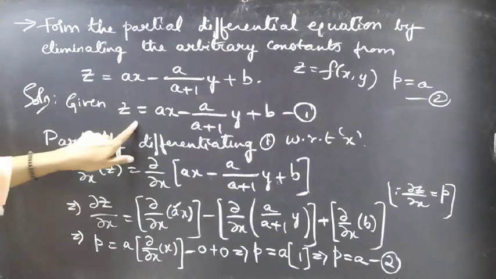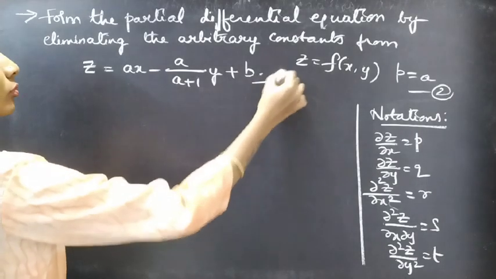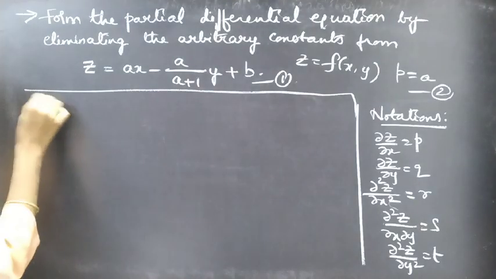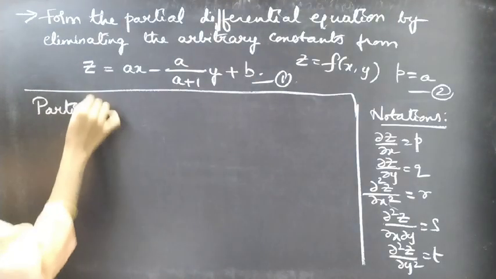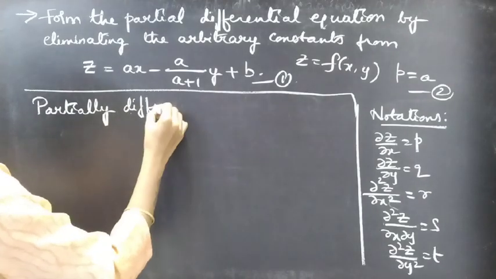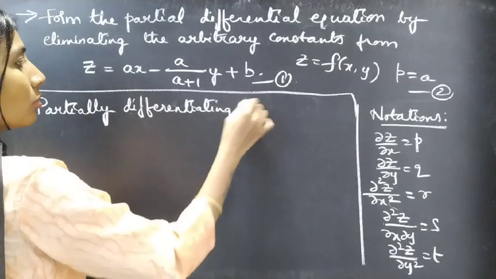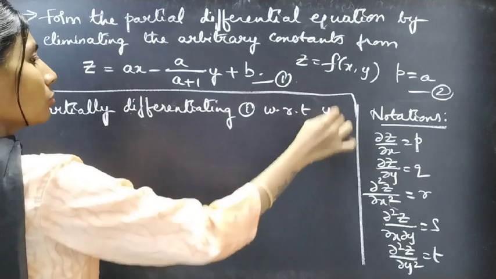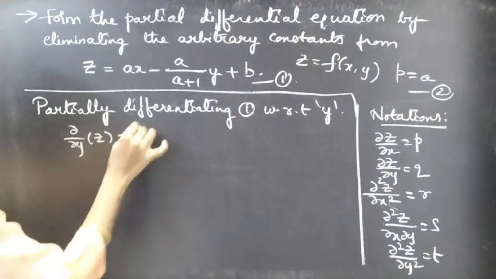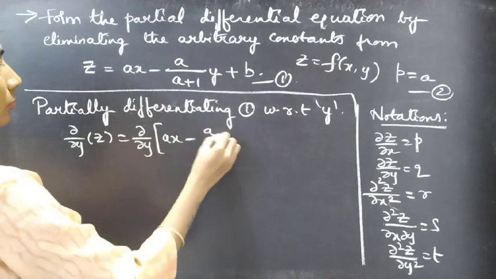Now partially differentiate 1 with respect to y. Apply dou by dou y on both sides of 1. Since we are partially differentiating with respect to y, we'll treat x as constant here.